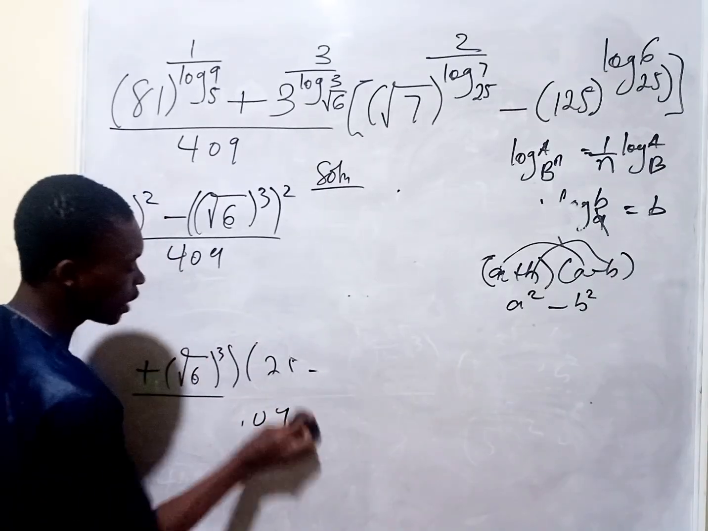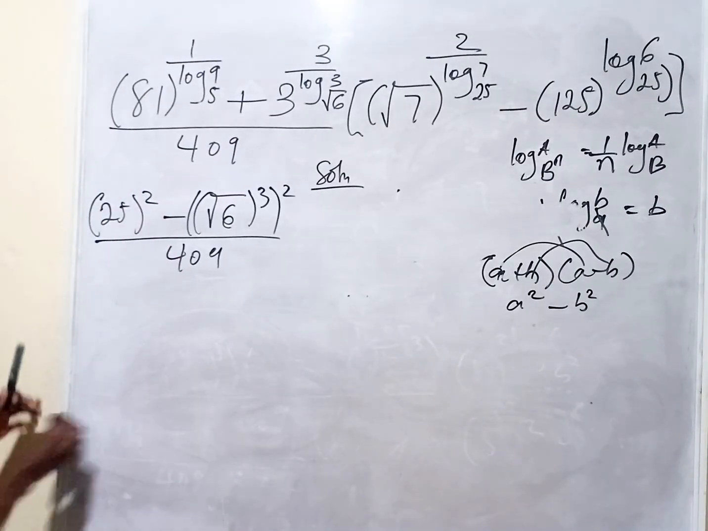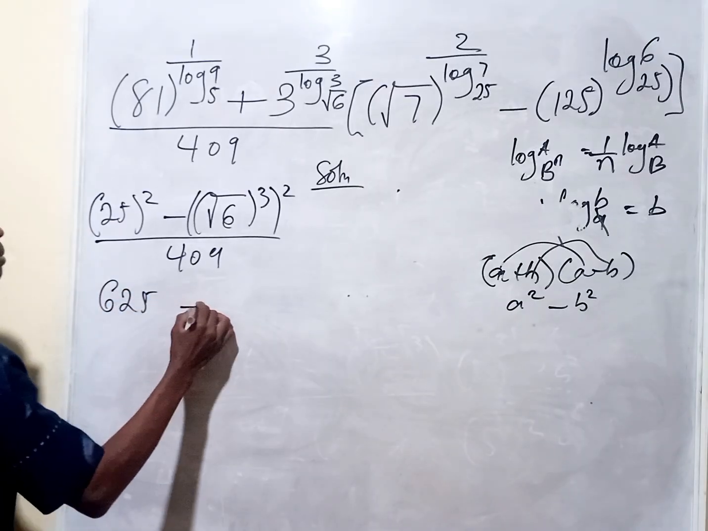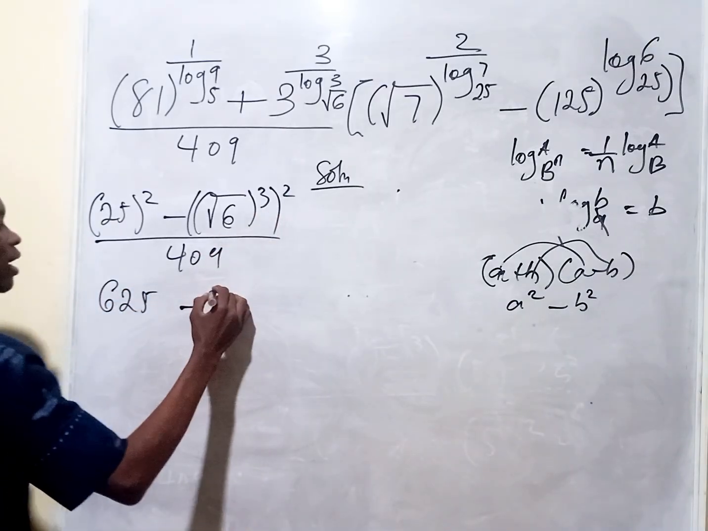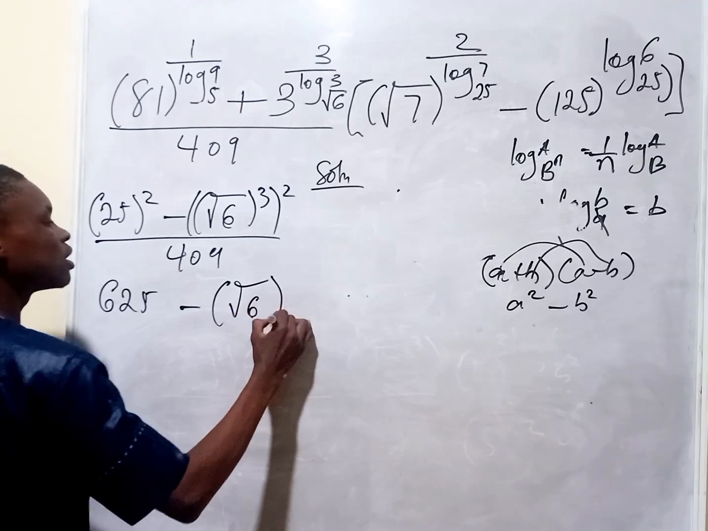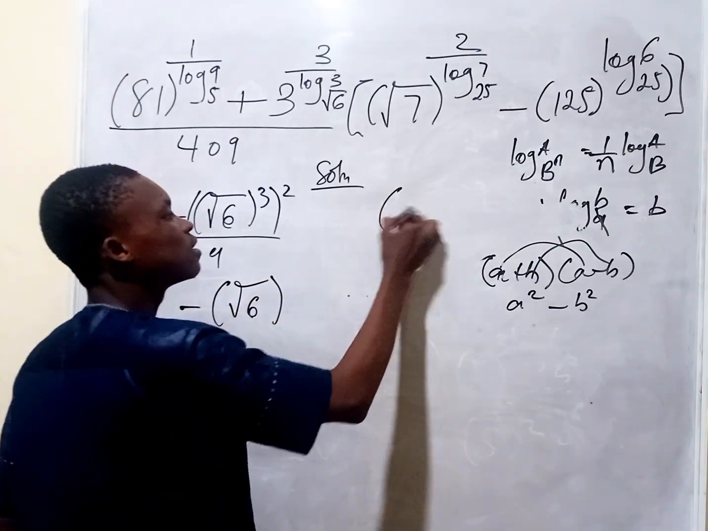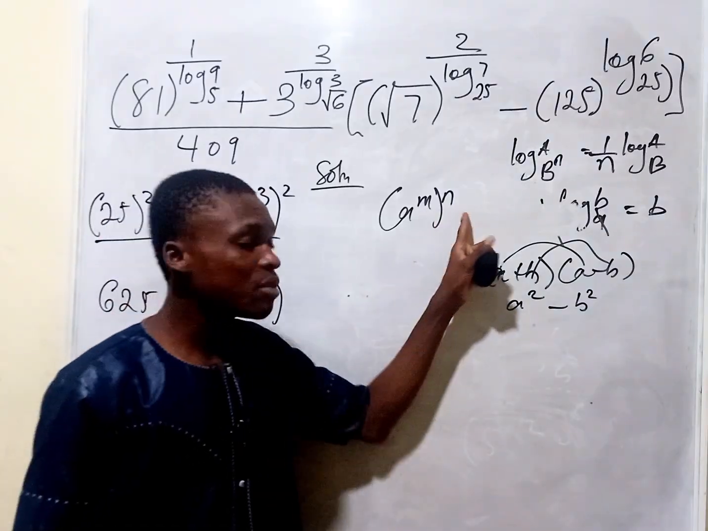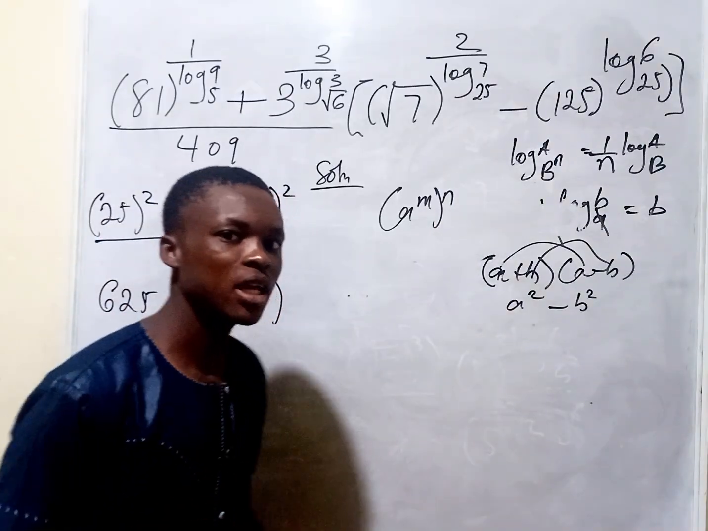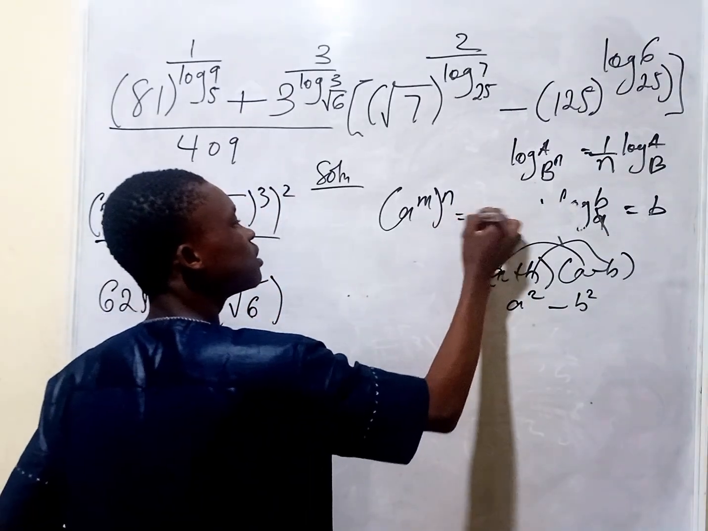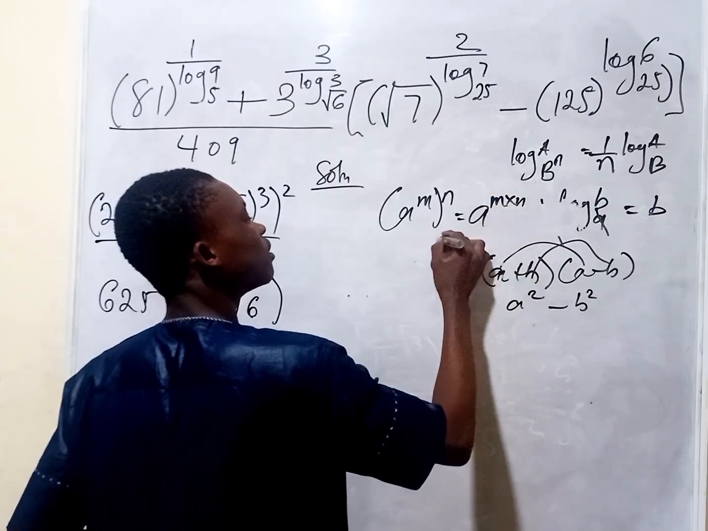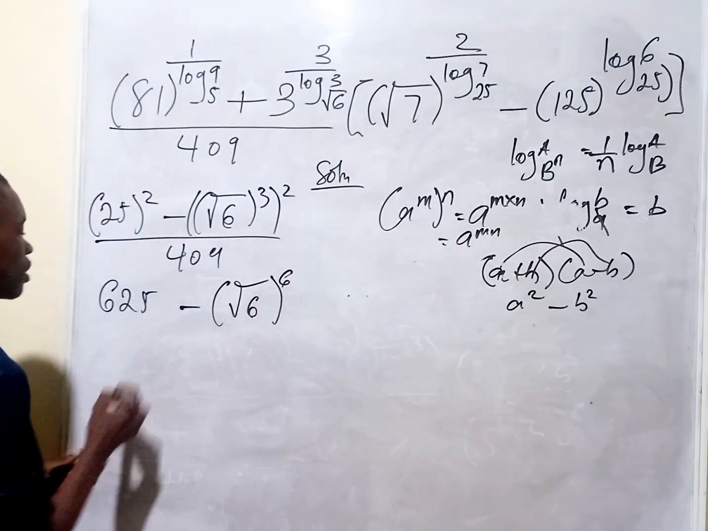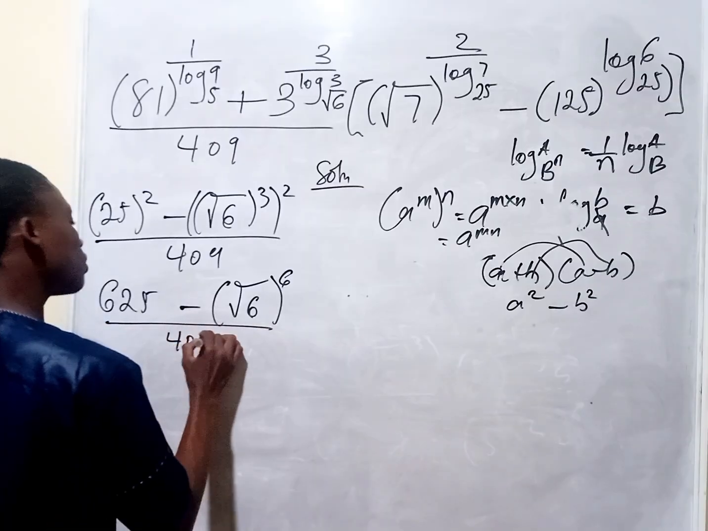All divided by 409. So from here, clearly, what can we see? We will see that 25 squared here is what? 625 minus this thing here can also be written as the square root of 6. From the law of indices, we see that if we have factors in brackets raised to a certain power and then raised to another power, the two powers are multiplied for the final result. So we have that this is m times n equals mn. So 3 times 2 here can give us 6 all over 409.